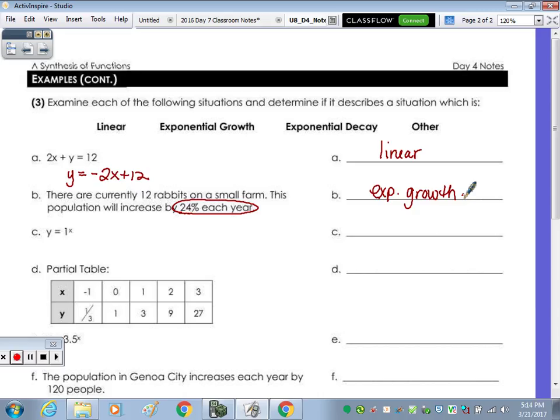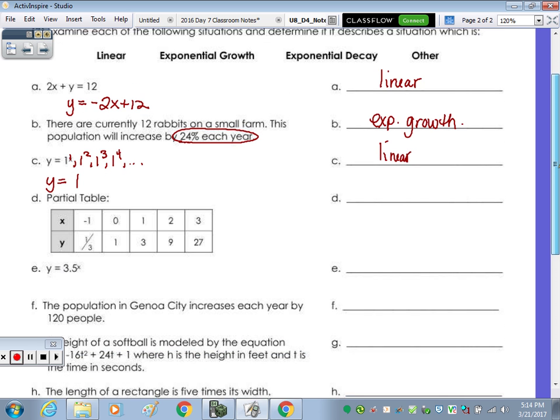Part C, y equals 1 to the x. Well, this is kind of tricky. I realize the x is in the exponent, but even if you do 1 to the first power, 1 to the second power, 1 to the third power, and so on, you're going to end up with y equals 1. So that was tricky because it had a 1 as its base. That's going to be linear.